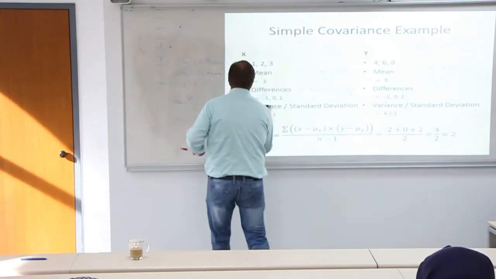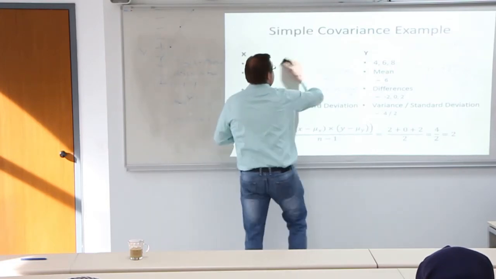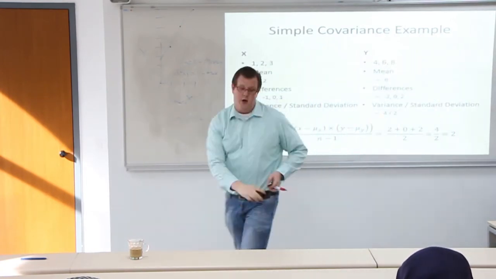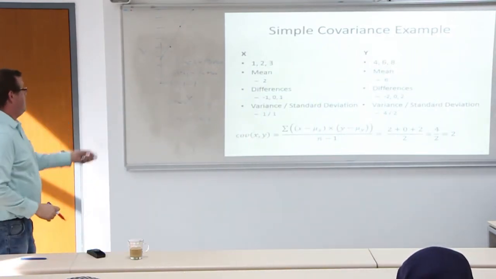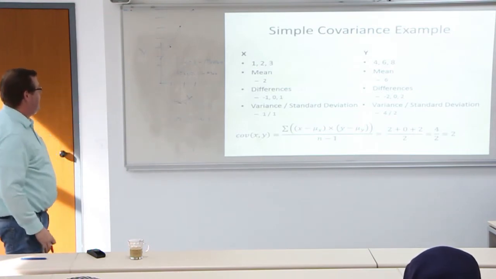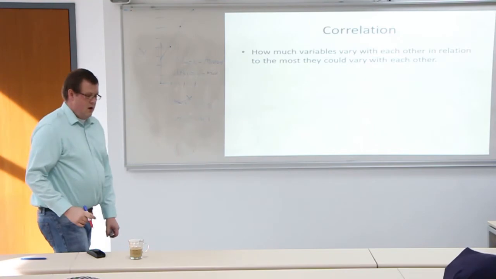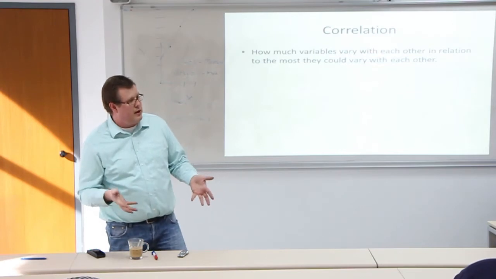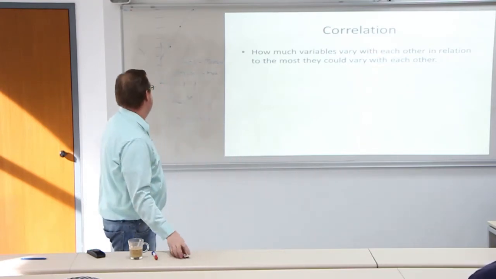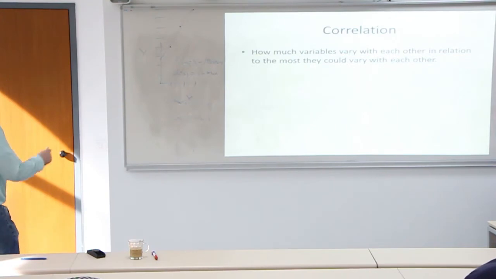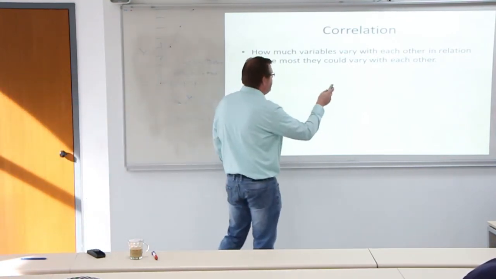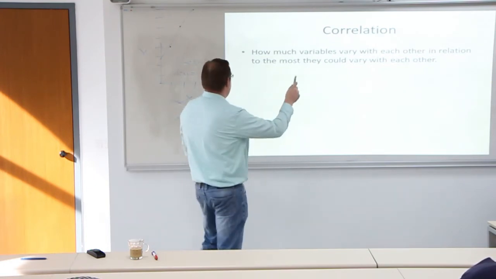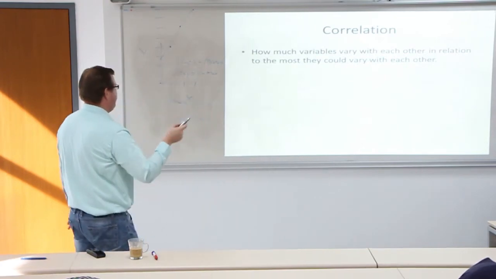All right. So, we found 2 as our covariance for x and y. Now, we brought up covariance because we wanted to talk about correlation, right? That's what this class is about. The class is about correlations. So we said that correlations are how much the variables vary with each other. That was the covariance, right? In relationship to the most they can vary with each other.